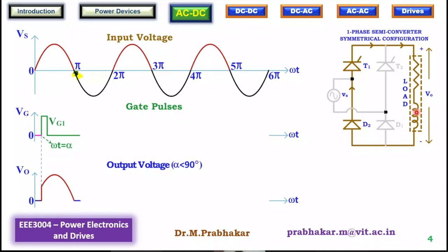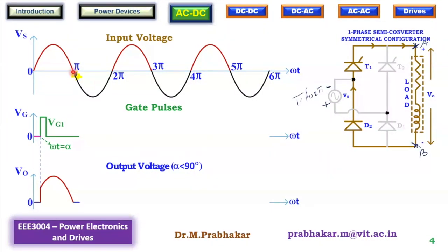All right. Are you able to understand these events from omega t equal to pi till the next instant, and how D2 is conducted? Now, from pi to pi plus alpha, that is, until the instant at which SCR T2 is triggered, the load is freewheeling. This mode is called the freewheeling interval.